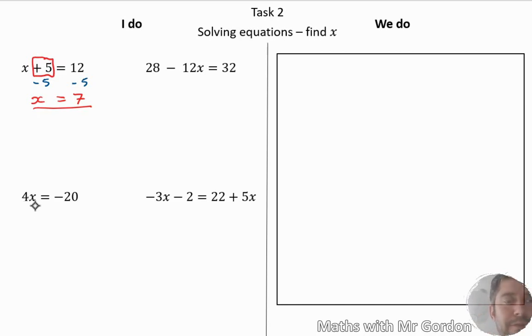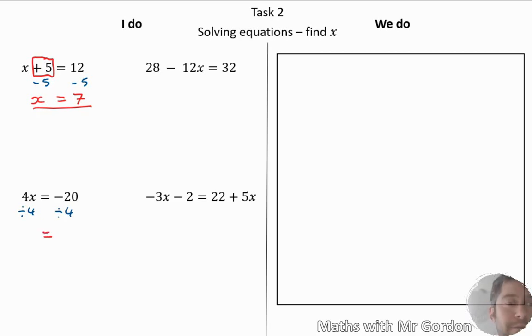So here we have 4x. We want to be left with just 1x. So we need to divide. Here, x has been multiplied by 4. We need to do the reverse of that, which is to divide by 4. So we're going to be dividing this side by 4. And if we do that to one side, we need to do the same thing to the other side as well. So let's divide both sides by 4.